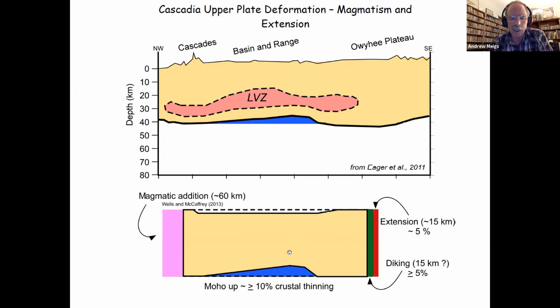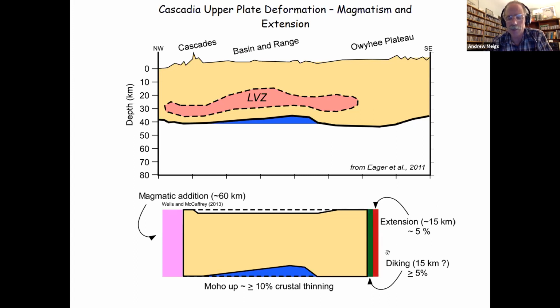When you thin it, the magnitude of extension is reflected by the amount of elevation of the Moho and the degree to which topography has been lowered. And from that, you can make a ballpark estimate of how much extension you expect, which is about 15 kilometers across the Basin and Range. If we add up all the normal faults, we get about 5% of that from the Cascade Arc to the Owyhee Plateau, which means that something else must be accommodating that extension.